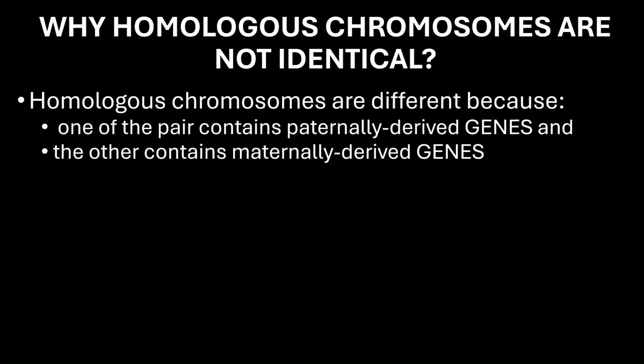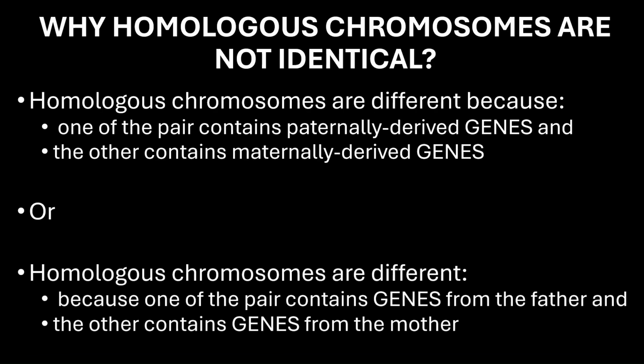The reason is that homologous chromosomes are different. The simple reason is that one of the pair contains paternally derived genes and the other contains maternally derived genes. If the statement is a bit complicated for you, I've made it easier. We can put the answer in a different way: homologous chromosomes are different simply because one of the pair contains genes from the father and the other one contains genes from the mother. I think the latter answer is more easily understood.